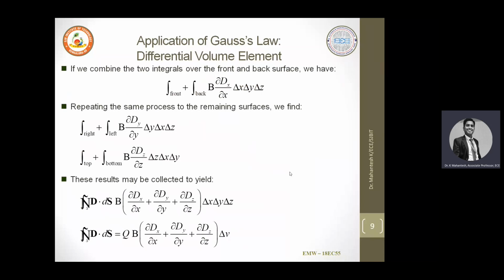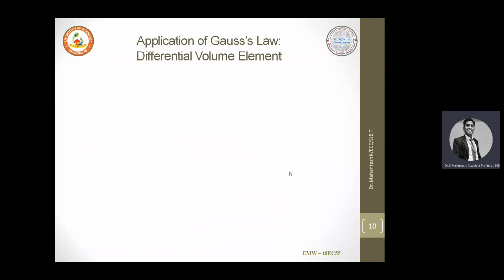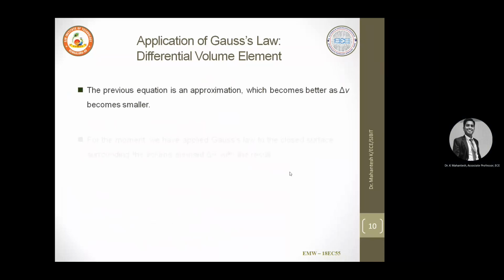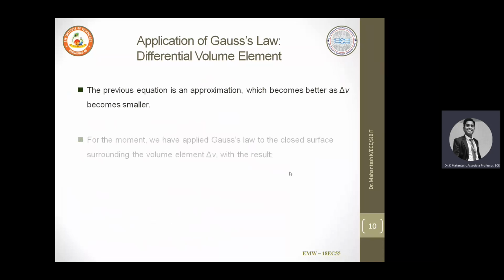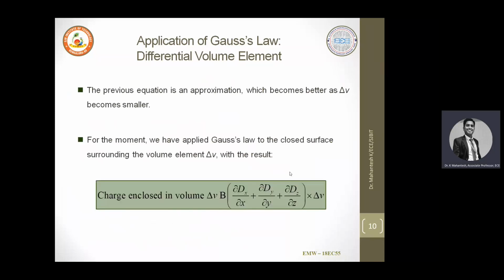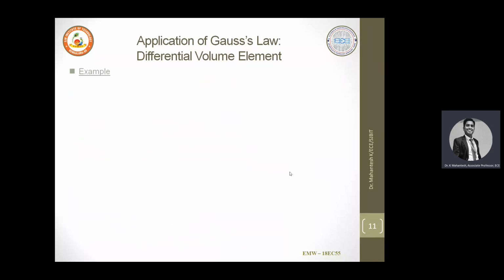Repeating the same process, these results may be collected to yield the following equations. The previous equation is an approximation which becomes better as delta V becomes smaller. So the charge enclosed in volume delta V can be written as partial D_x over partial x plus partial D_y over partial y plus partial D_z over partial z into delta V, where delta V tends to 0.